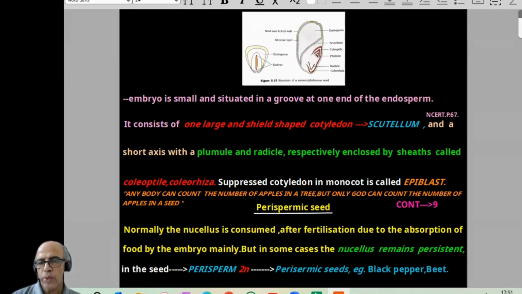Since it is a monocot, what happens to the other cotyledon? One will be suppressed. That is how it becomes a monocot. The suppressed cotyledon in monocot is called the epiblast. Now we can proceed to the perispermic seed.